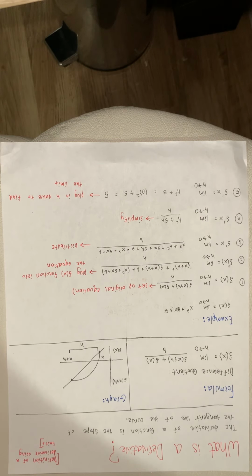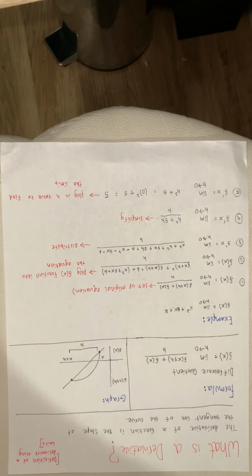So what is a derivative? The derivative of a function is the slope of the tangent line of the curve. So the formula we use for this is also called the difference quotient, and it is f of x equals the limit as h approaches 0, f of x plus h plus f of x over h.